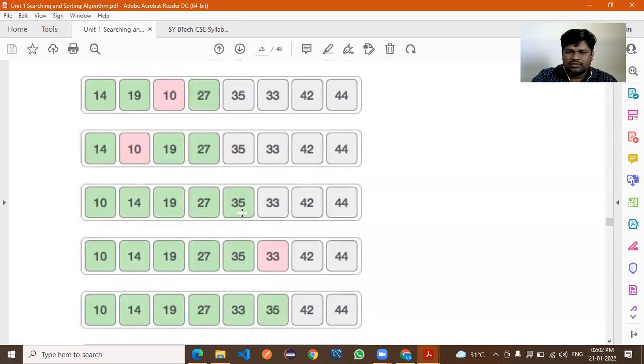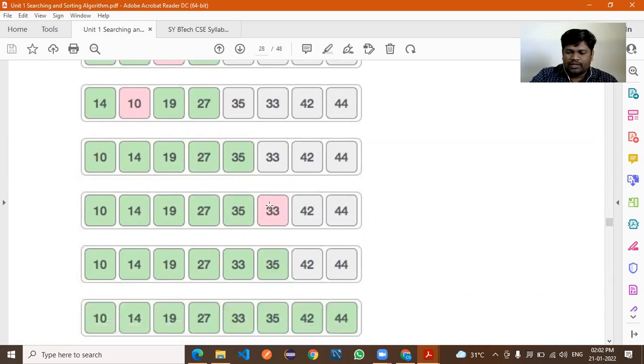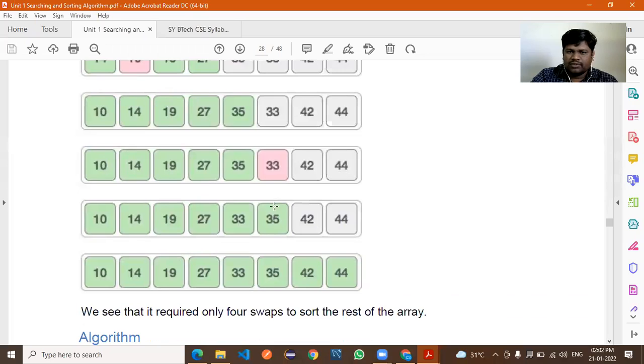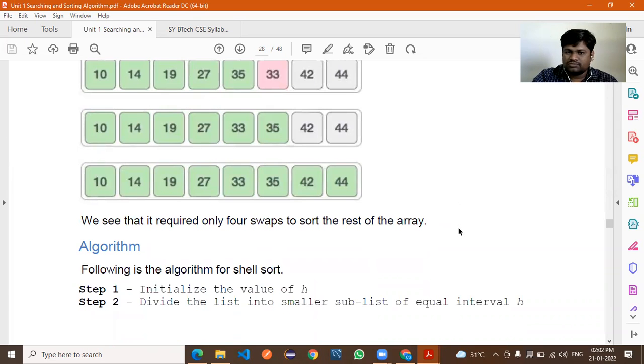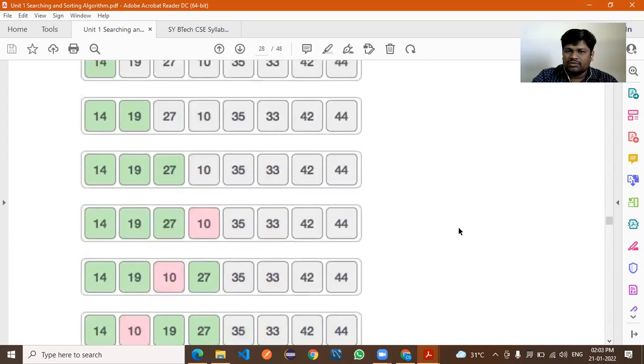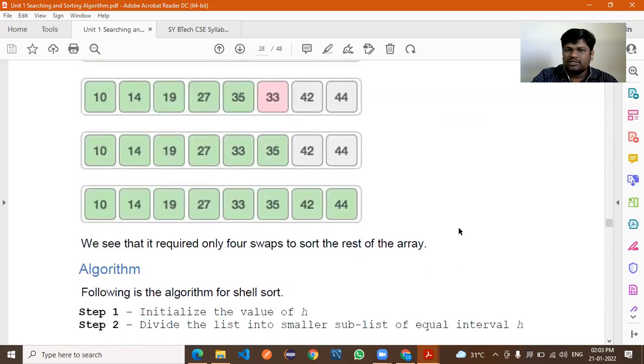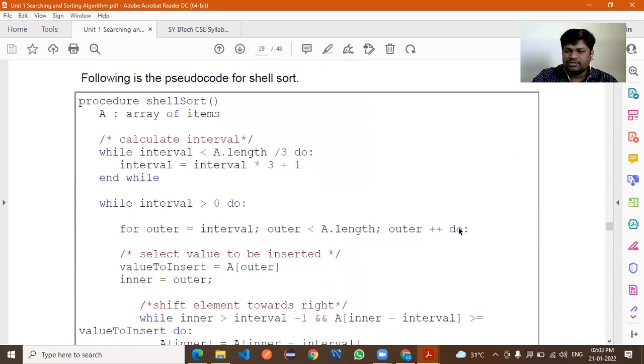After that, 33. Right. Next is the 33. So add the 33 in this list. After that 44 and 44, they are sorted. So in this way we are doing the shell sort operations. Any doubt? So this is called shell sort operations or shell sort algorithm.